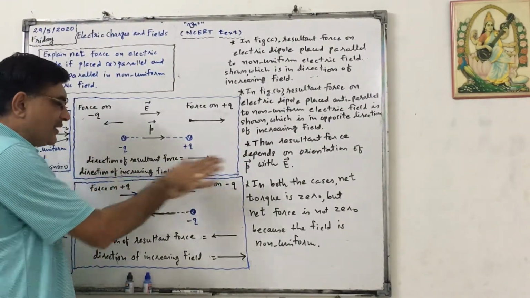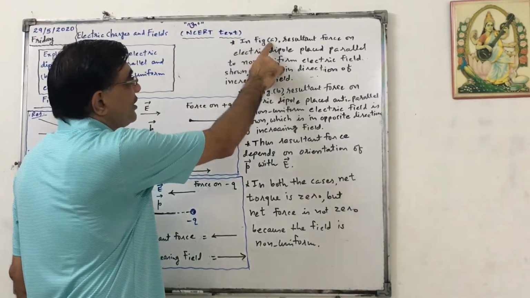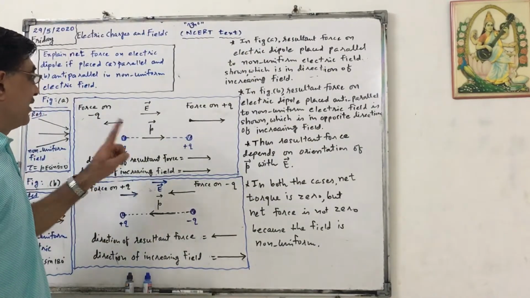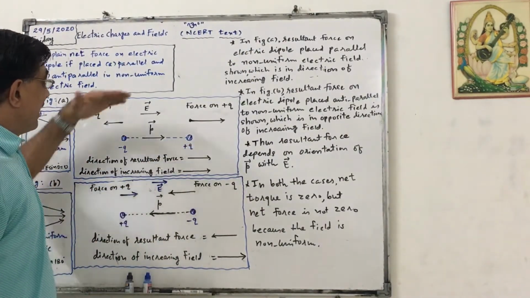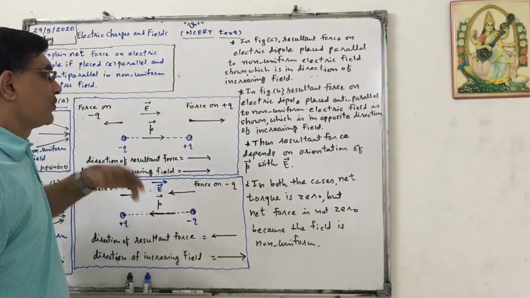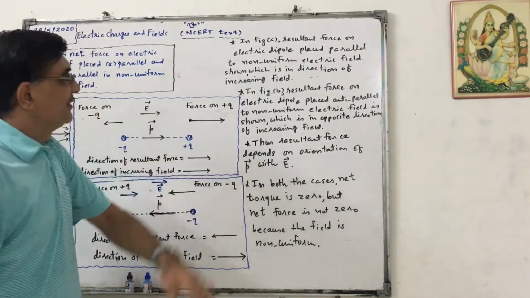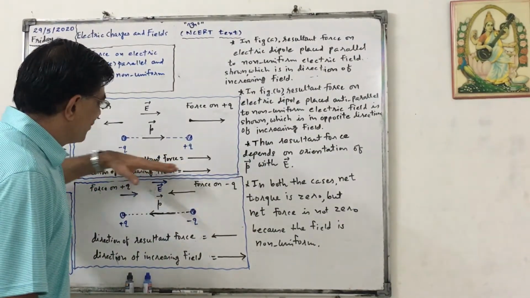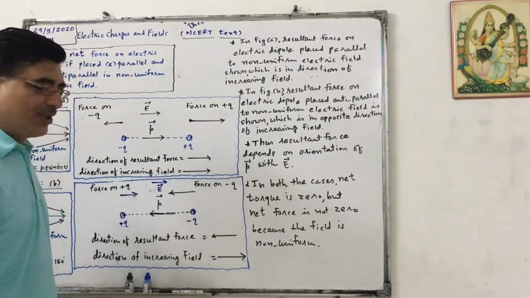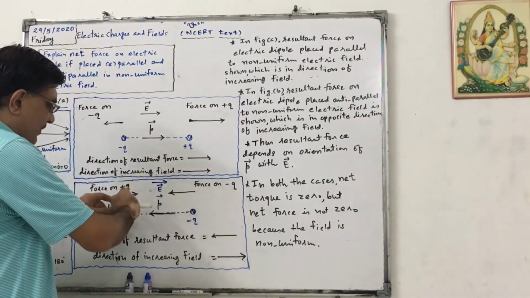Direction of increasing field is also in same direction. So that I have written here. In figure A, resultant force on electric dipole placed parallel to non-uniform electric field is shown, which is in direction of increasing field. Okay, resultant force is in direction of increasing electric field. Simple.